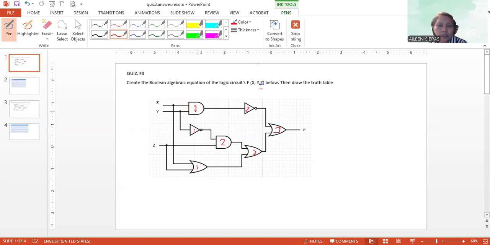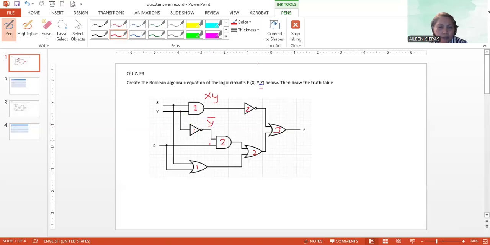So we will proceed first with the first AND gate. X, Y, we have here the AND gate. So we just simply put it the same as the multiplication process. So we have here X, Y. Next is the NOT gate. The NOT gate is connected to Y. So input Y, not Y. So we have here Y bar or Y prime.